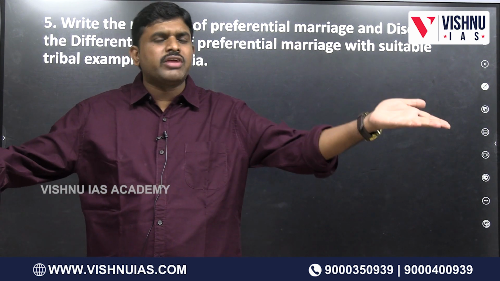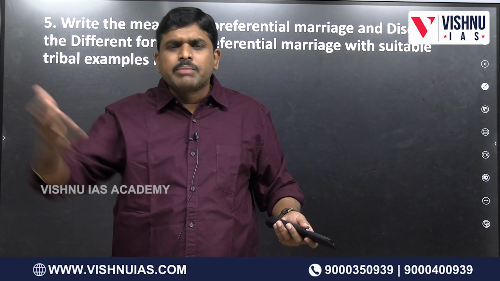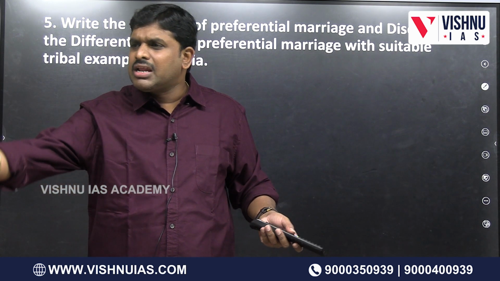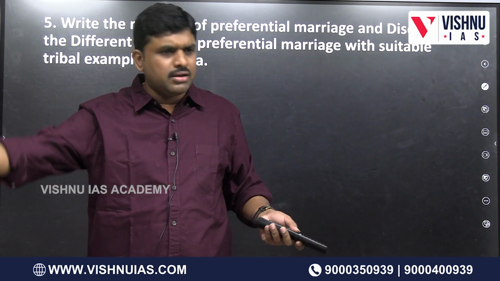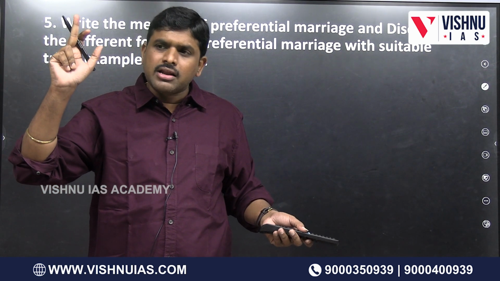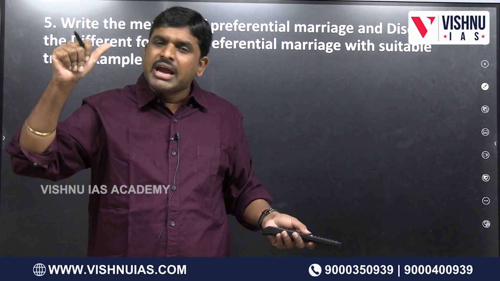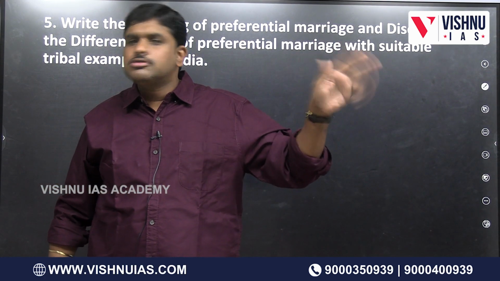Preferential marriages are primary and secondary. Primary preferential marriages are uncle-niece marriages, cross cousin marriages, parallel cousin marriages: patrilineal parallel, patrilineal cross, matrilineal parallel, matrilineal cross. Then the secondary ones are levirate and sororate.